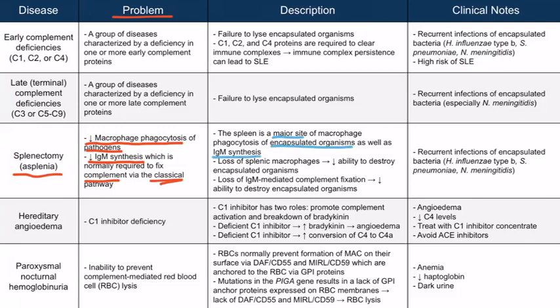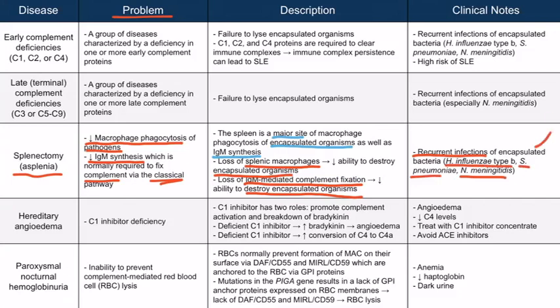So without a spleen, patients will lose those splenic macrophages, so they won't be able to kill encapsulated organisms, and there's a loss of IgM-mediated complement fixation, which leads, again, to decreased MAC, so decreased ability to destroy encapsulated organisms. So how do these patients present? Well, as you'd expect, with recurrent infections of encapsulated organisms, such as H. flu type B, Strep pneumo, and Neisseria meningitidis. And those infections are intuitive.